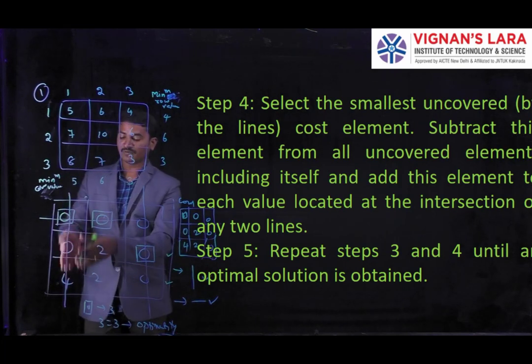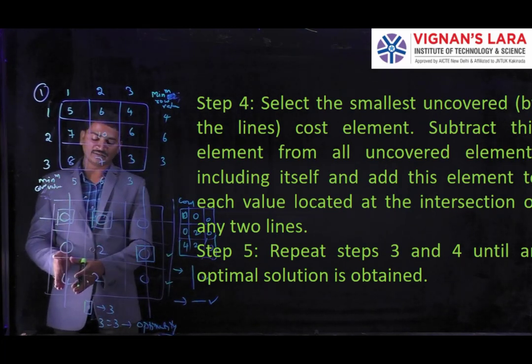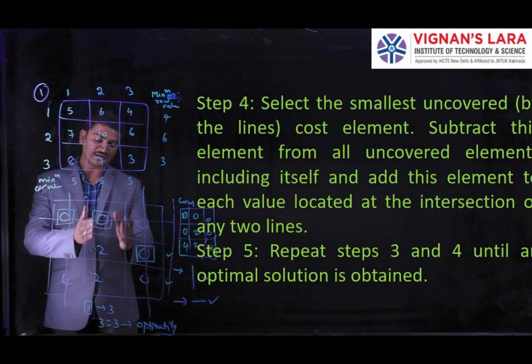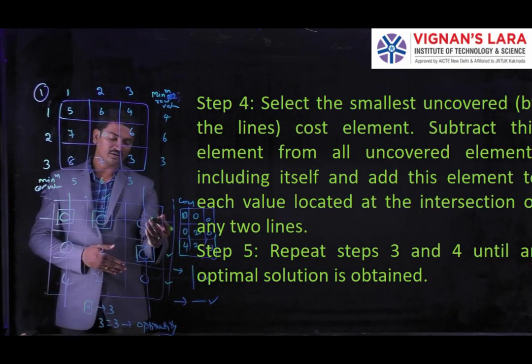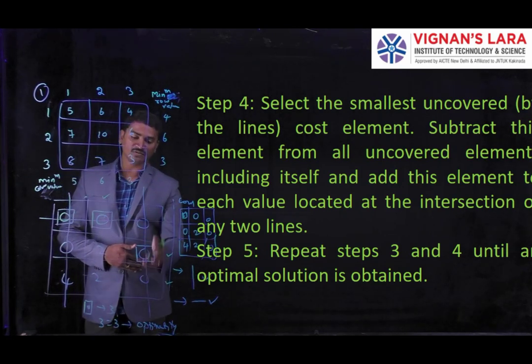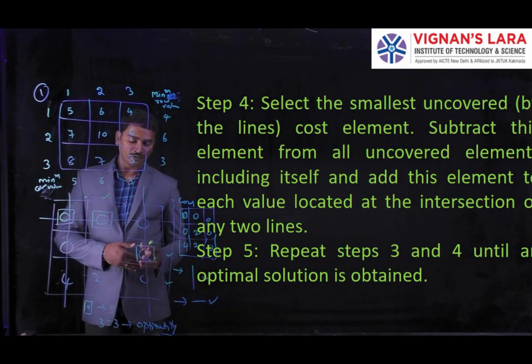Next, coming to the columns, the first has a line, so we don't want to take it. Next, coming to the second, here there is no line, so we simply put a tick mark. Then the third has a line, so we don't want to take that into the problem.